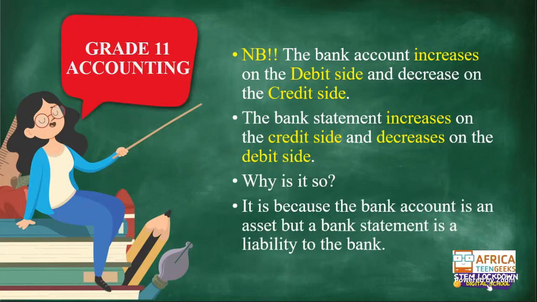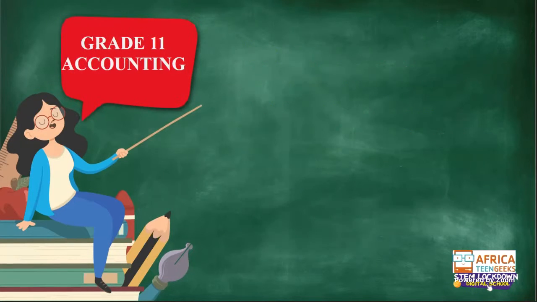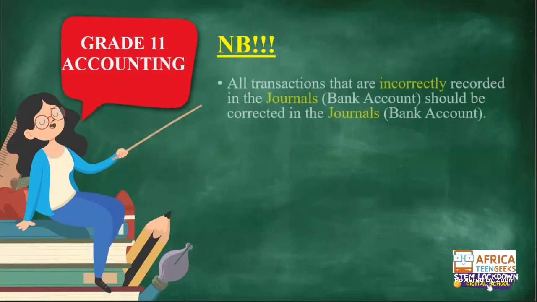So this explains why the bank statement increases on the credit side but decreases on the debit side. It is because the bank account is an asset. That's why the bank account increases on the debit side and decreases on the credit side, right? But a bank statement is a liability to what? To the bank. I've already explained that. Right.